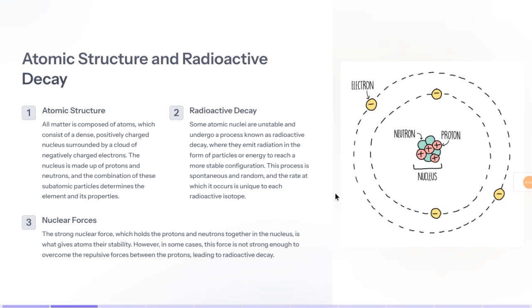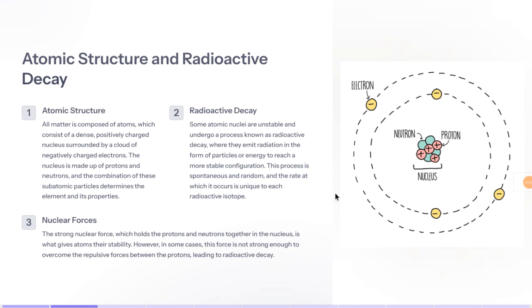Atomic structure and radioactivity decay. Atomic structure. All matter is composed of atoms, which consist of a dense, positively charged nucleus surrounded by a cloud of negatively charged electrons. The nucleus is made up of protons and neutrons, and the combination of these subatomic particles determines the element and its properties.